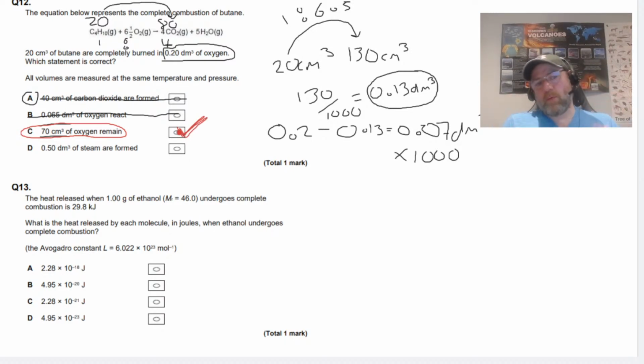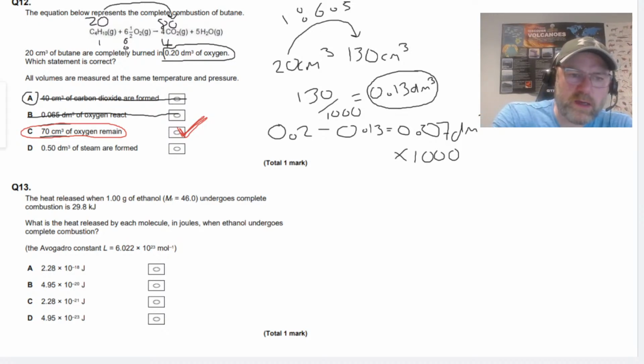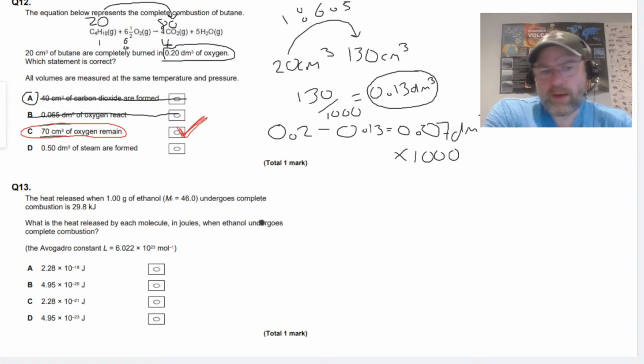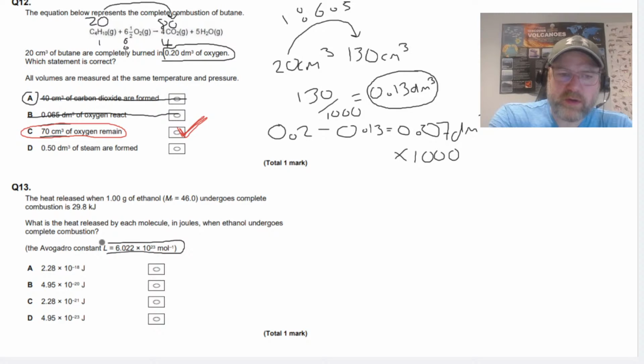I'm going to do one more, then I'm going to finish because it's late. Let's do this last one. The heat released when 1 gram of ethanol, Mr 46, thank you, undergoes complete combustion is 29.8 kilojoules. What is the heat released by each molecule in joules when ethanol undergoes complete combustion? First of all, they've given you Avogadro's constant. What does this mean?